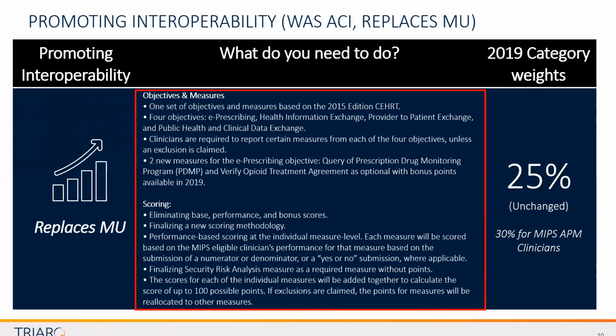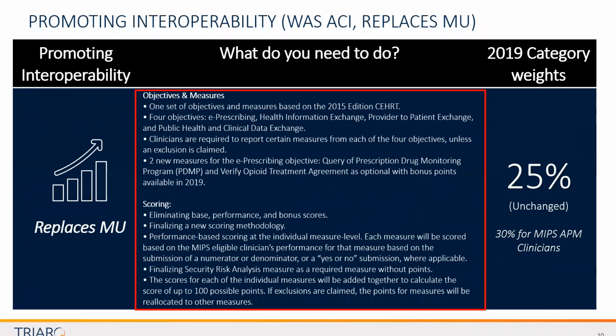So, and the scoring changes are also giant, right? They eliminated the base performance and bonus scores. They are finalizing a new scoring methodology. I am going to walk you through all the drama of these exclusions and the way it shifts points from one category to the other. I've got a couple examples to show you. It could be advantageous for some of us, so I don't want it to be a scary thing. The performance-based scoring is at the individual measure level, right? So you're going to get your 95 out of 100. So we'll talk about that in the example.